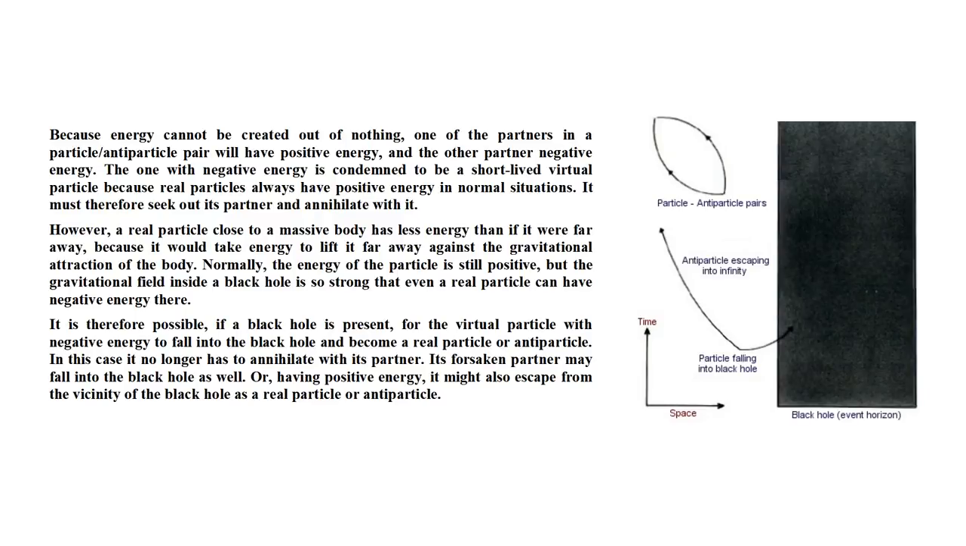Okay, he continues, and please bear with me with this because it is important. He says, because energy cannot be created out of nothing, one of the partners in a particle-antiparticle pair will have positive energy and the other partner negative energy, okay? The one with negative energy is condemned to be a short-lived virtual particle because real particles always have positive energy in normal situations. It must therefore seek out its partner and annihilate with it. And again, when they use the word annihilate, they don't mean annihilate. What they mean is that it turns into something else, okay? It doesn't turn into empty space, into nothing.